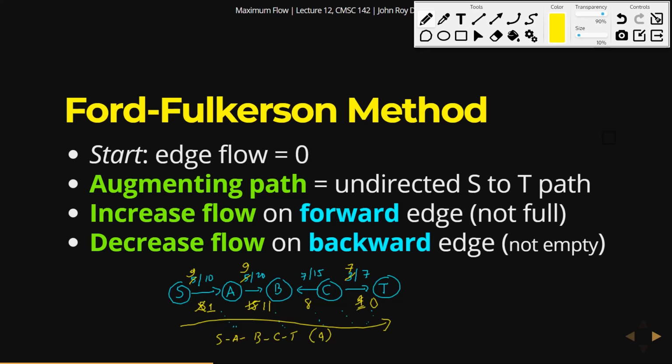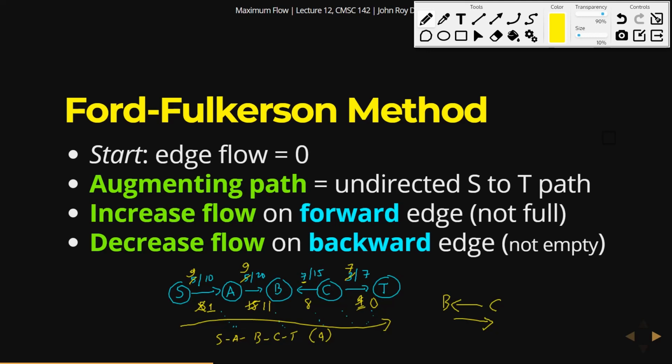But how about this one? Since the CB edge, we're going from B to C, but we are not following the correct direction. We're supposed to be going this way from B to C, but the edge is from C to B. So we can still allow the path to pass by this edge, because anyway it's not empty, right?